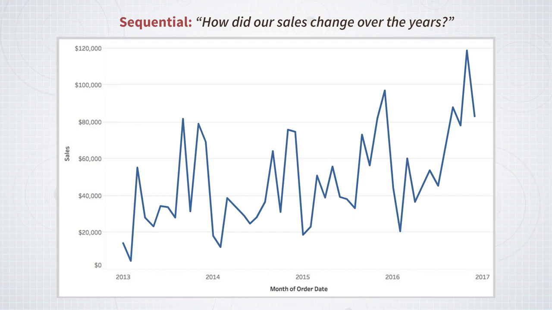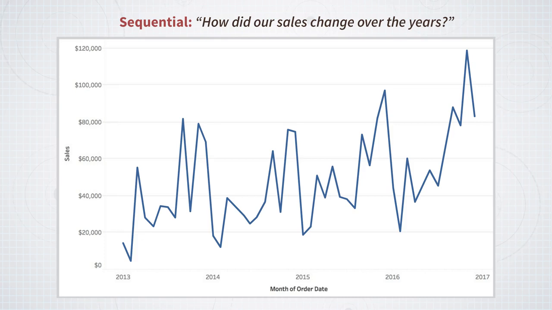When time is considered sequentially, we can answer questions such as: how did our sales change over the years, across all the years that we have recorded in the data set? As you can see here, we go from 2013 to 2017, and the number of sales goes up and down, but eventually across all years you can see there is a trend upwards. So this is considering data as sequential. We go from a starting point to an end point.